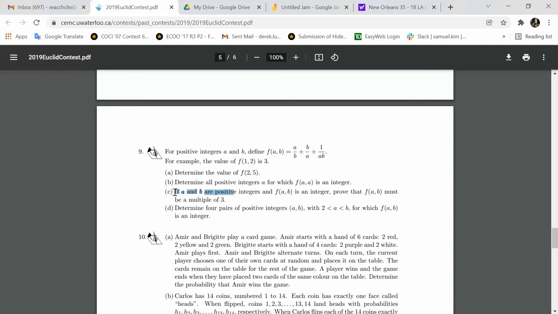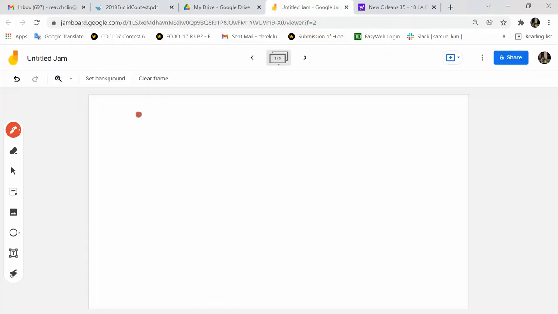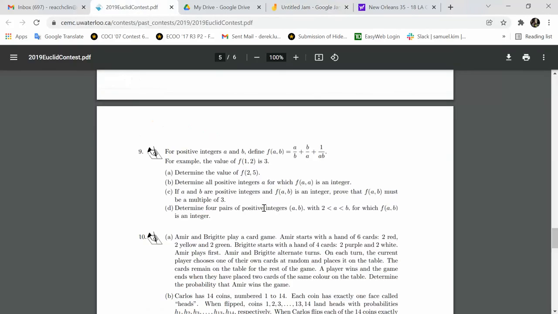The difficult part is this one, right? So if A and B is this one, you've got to prove this must be a multiple of 3. That one is hard. So let's think about it. So A, B, and B and A, right? So plus AB. Both are positive integers, right? Yeah, positive integers, and this one should be an integer.